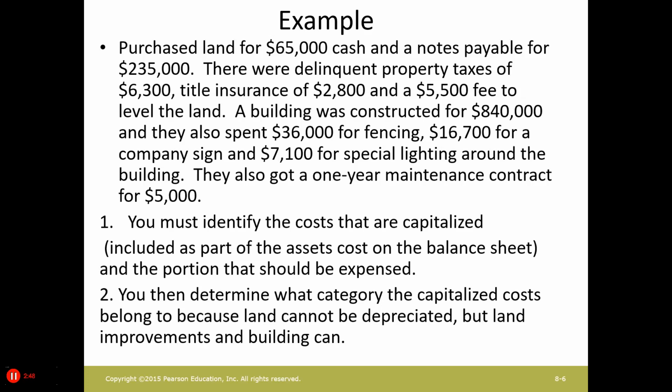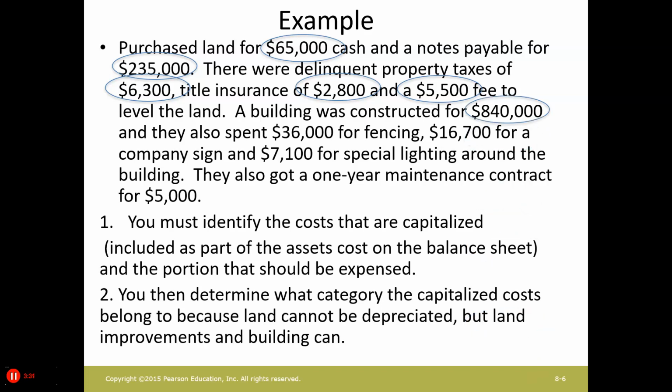Now, the first thing you always have to do is identify the costs that should be capitalized. When we say capitalized, we're talking about the costs that are going to appear as an asset on the balance sheet. Then we're going to determine what categories they are in, particularly when it becomes associated with land, because you can't depreciate land. So the first thing we'd say is, the cash and the notes payable, the property taxes, only the delinquent ones, not future ones, the title insurance, and the cost to level the land. And if we're able to sell anything, it would be a credit. That would all go against the land.